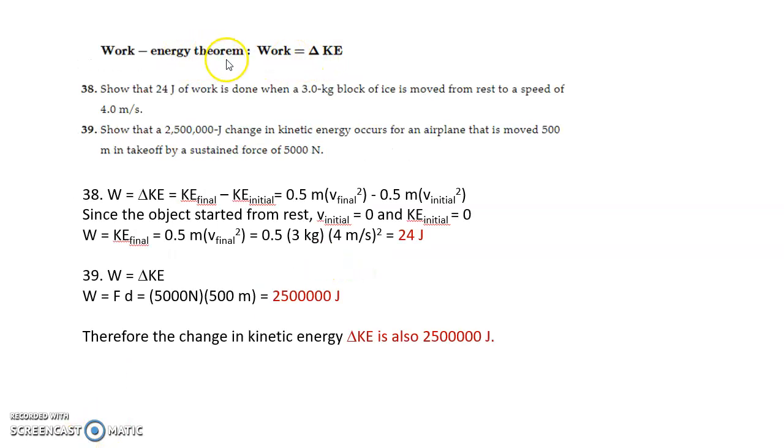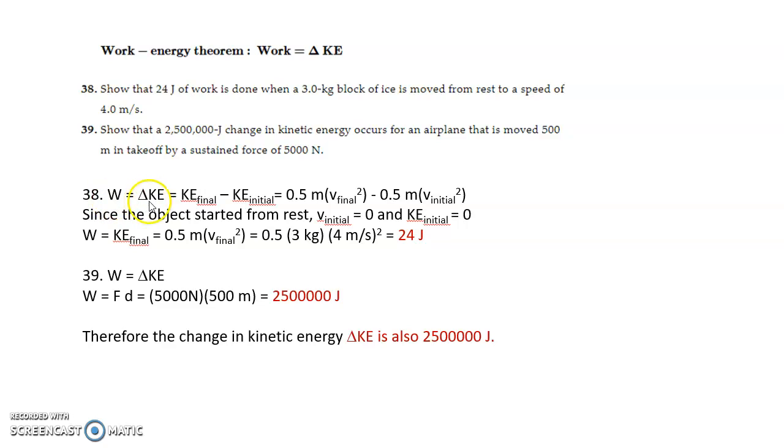The work energy theorem tells us that the work done on an object is equal to the change in the kinetic energy. So for problem 38, we're asked to show that 24 joules of work is done when a 3 kilogram block of ice is moved from rest to a speed of 4 meters per second. So this 3 kilograms is our mass. It starts from rest, so our initial velocity is zero, and therefore 4 meters per second is our final velocity. So here is our working equation.